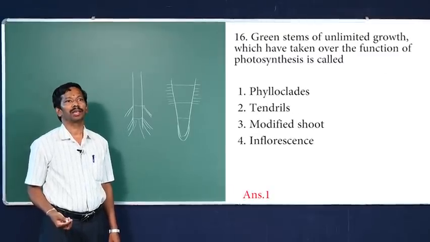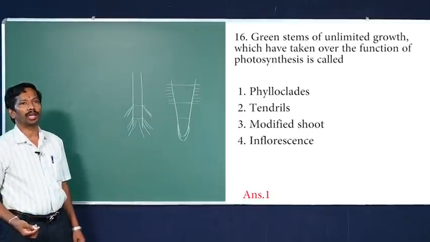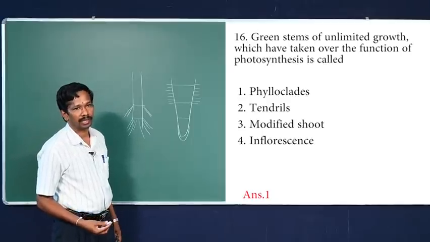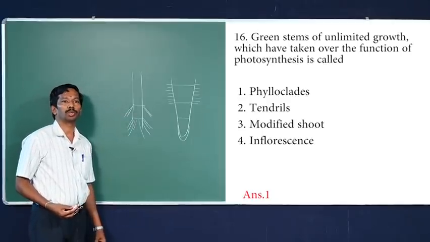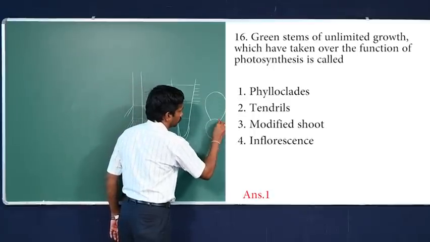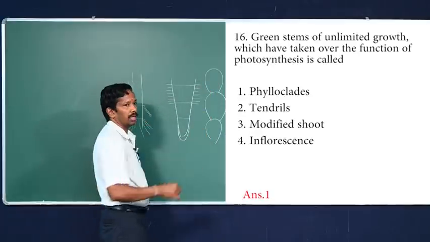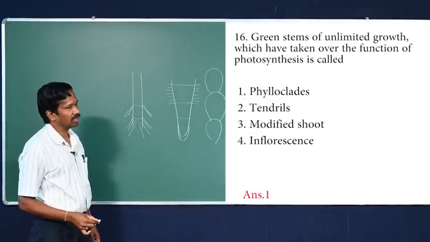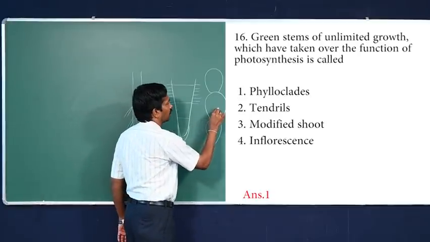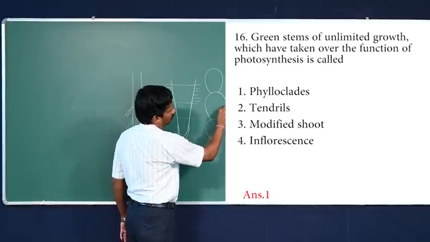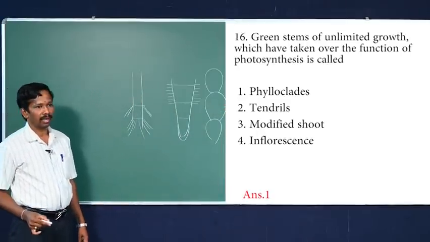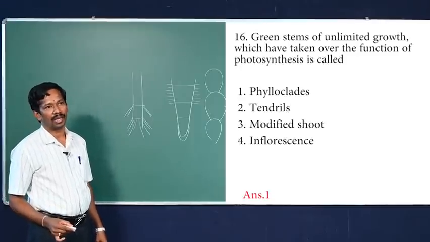Next question. Green stem of unlimited growth which has taken over the function of photosynthesis is called as. Answer is 1, phylloclade, second one tendril, third one modified shoot, and fourth one inflorescence. In Opuntia, you can find flattened leafy structures that are produced, fleshy in nature. They also help in storage of excessive water, and the leaf is modified into spine, and such structures are called phylloclade, and hence option is 1. And it is a characteristic feature in the case of xerophytic plants.